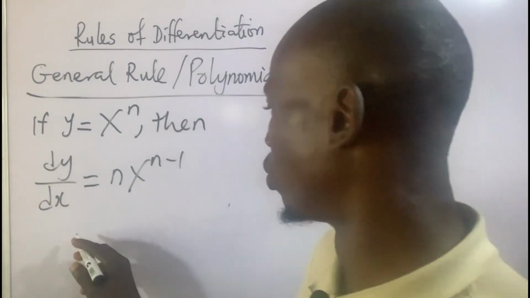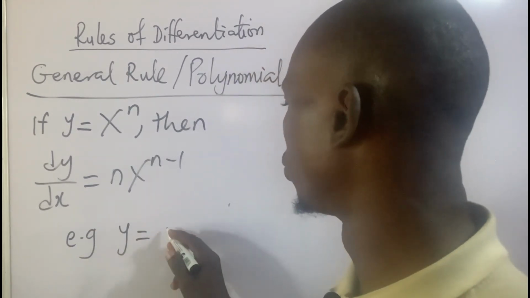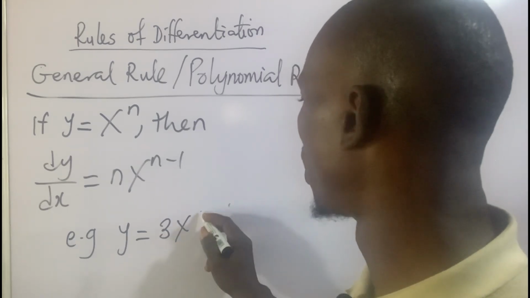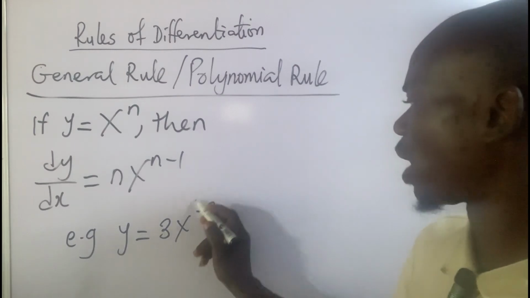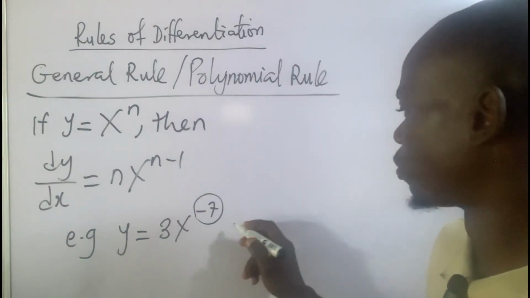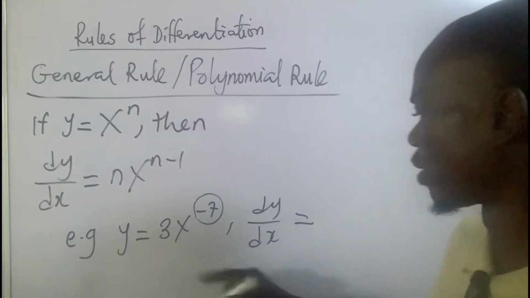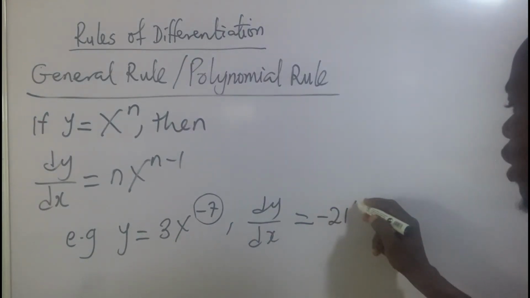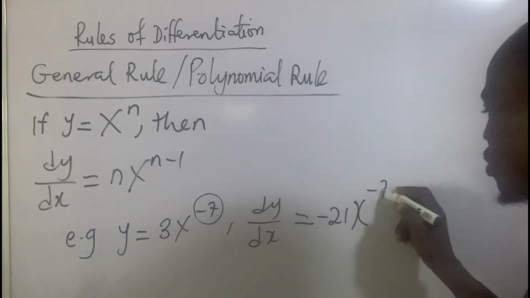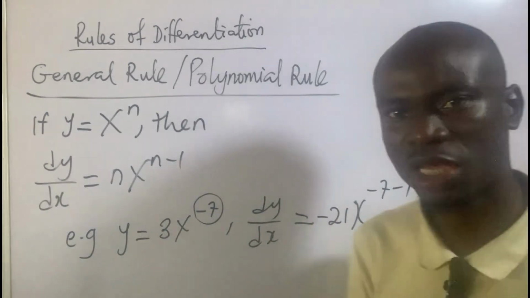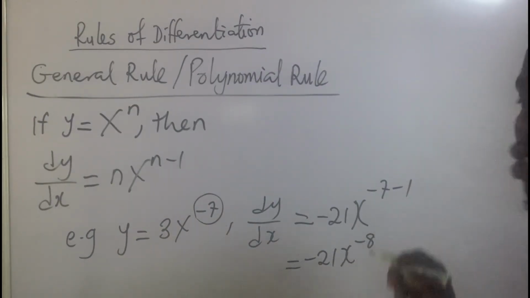Let's take a look at another one. Also, if I'm given, for instance, y equals 3x raised to power minus 7, the rule remains the same. Multiply by the original power, which means dy over dx becomes minus 7 times 3x, which will give us minus 21x. Then subtract 1 from the power, so I'm going to have minus 7 minus 1. Did you get the concept? This will eventually become minus 21x raised to power minus 8.